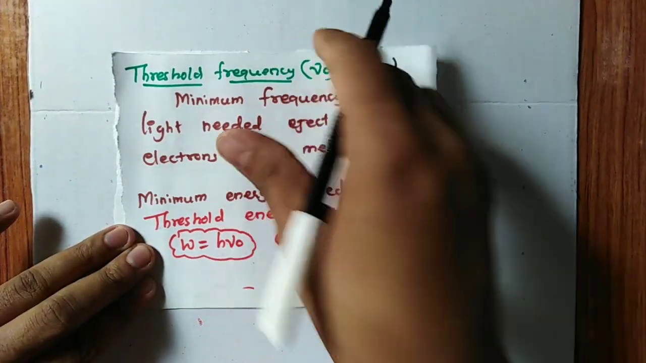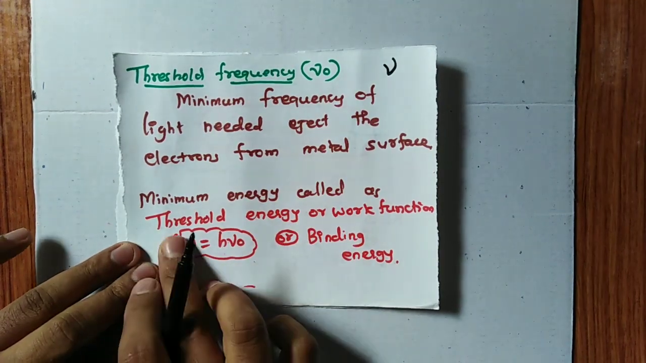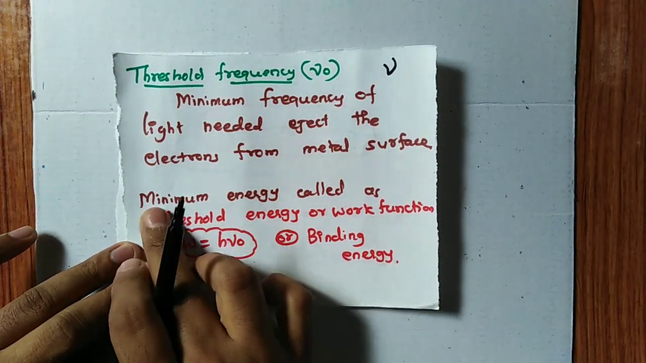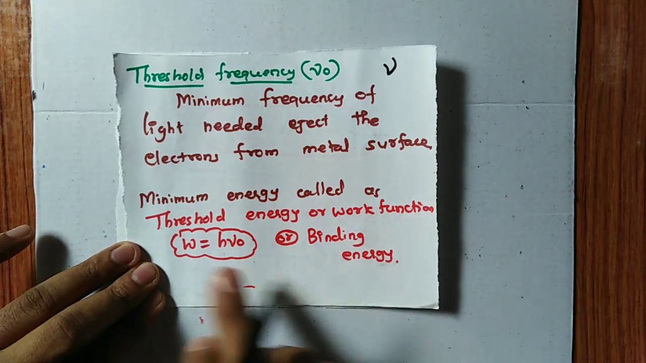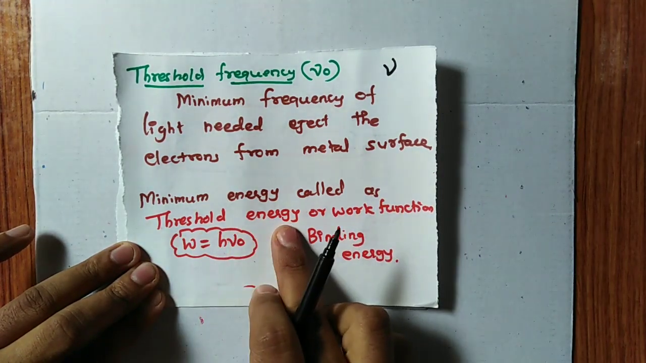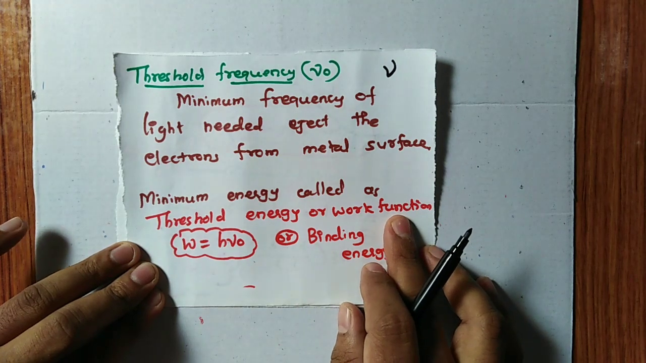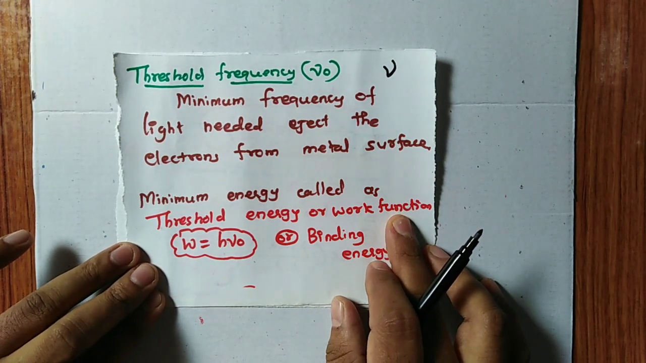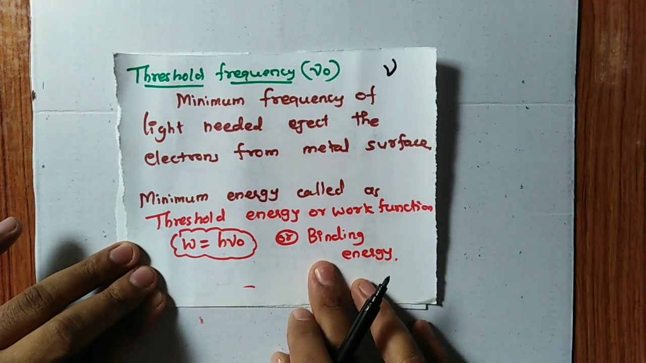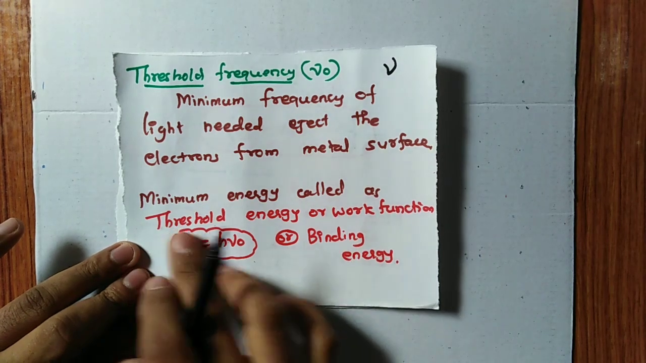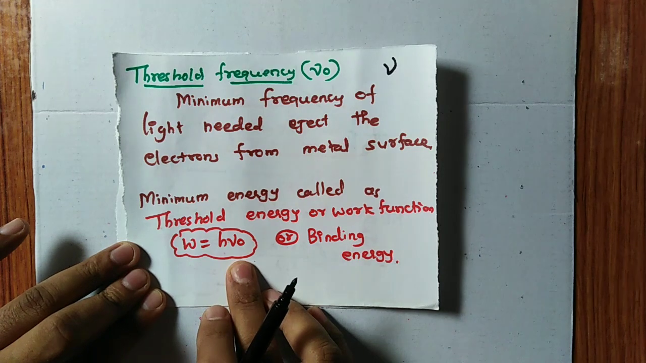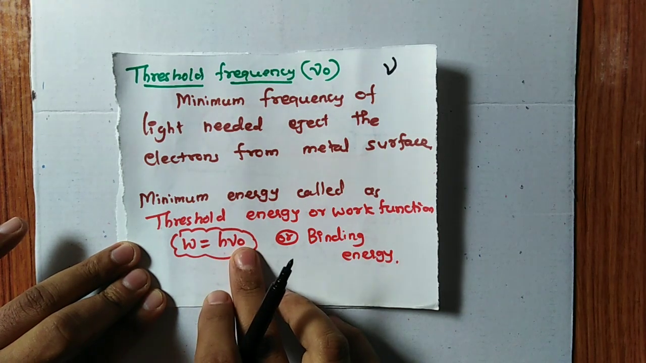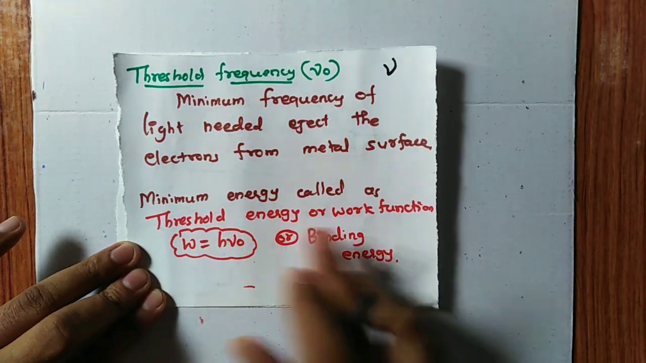If I convert the same thing into energy, I call it the threshold energy. That is the minimum energy of light needed to eject an electron from the metal surface. It is called threshold energy, or also work function, and in some questions they can give it as binding energy also. It is all the same: W is equal to h nu naught. h nu is the normal energy, so h nu naught is the threshold energy.